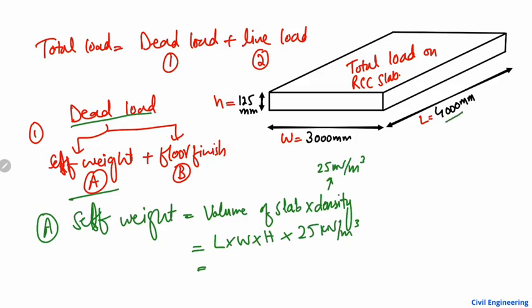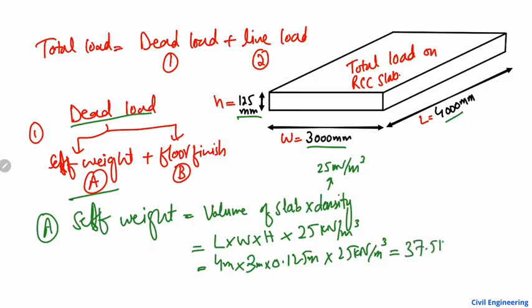Now the length is 4 meter or 4000 millimeter. I do it in meter. Width is 3000 millimeter or 3 meter. And the height is 0.125 meter, multiplying it with the density, 25 kilonewton per cubic meter. So we got here the value of self weight of the slab of 37.5 kilonewton. So this is the self weight.